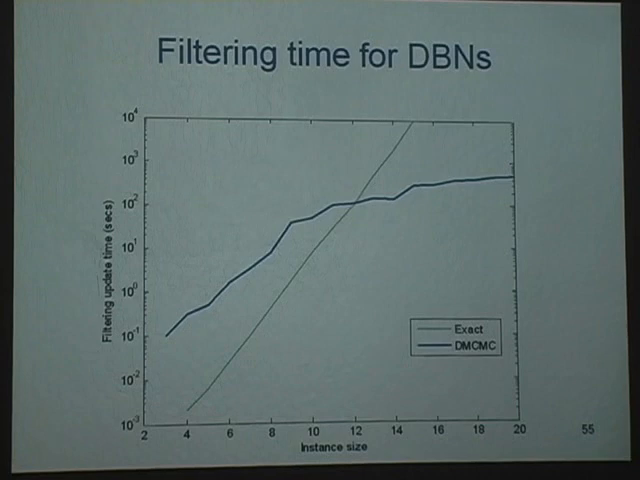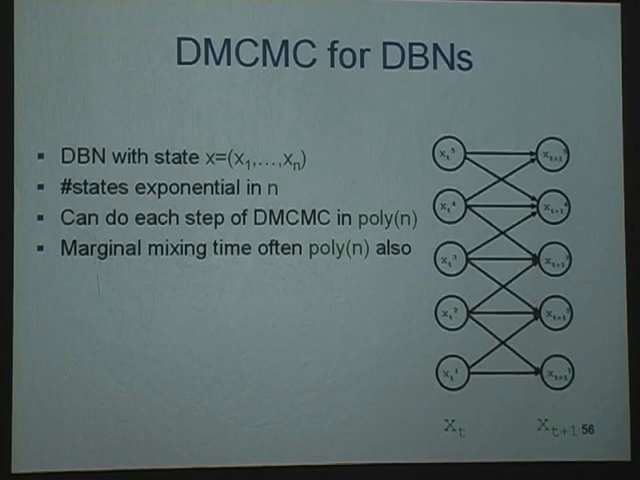Okay, so let me just talk about those graphs again. Here, if you remember, was a graph where the x-axis is the instance size for a DBN, and the y-axis is log filtering time. So exact is exponential, and decayed MCMC is polynomial there. With DBNs, it turns out that you can do each step of decayed MCMC, that is the Gibbs sampling step, in polynomial time. I haven't really said how that works, but it's basically standard graphical model inference techniques. And also the marginal mixing time is often polynomial in N, the graph size. So that explains the previous graph.